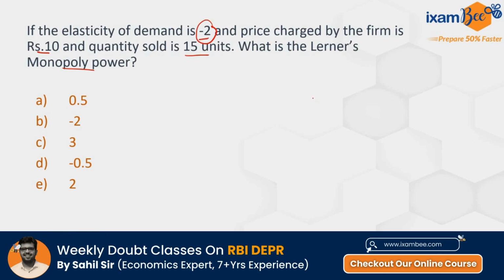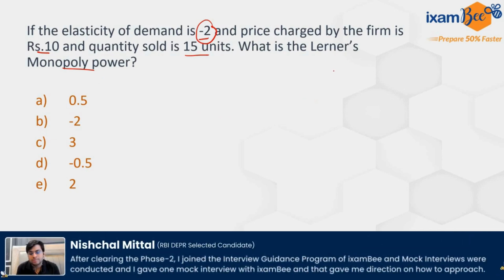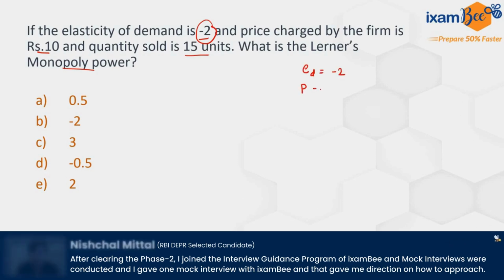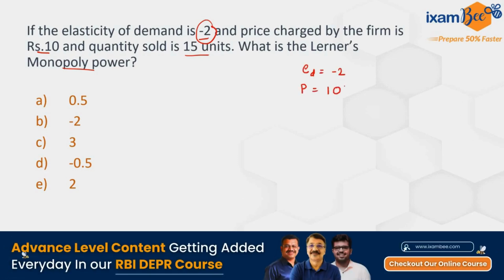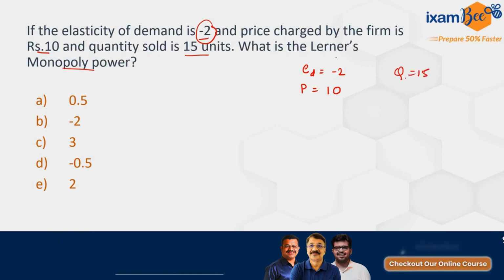If you know the answer, pause this video and answer this question and then proceed forward. So let's look at what is given in the question. We are given elasticity of demand, which is -2, the price which is charged by the firm, which is 10, and the quantity sold, which is 15 units. So what is the Lerner's monopoly power?